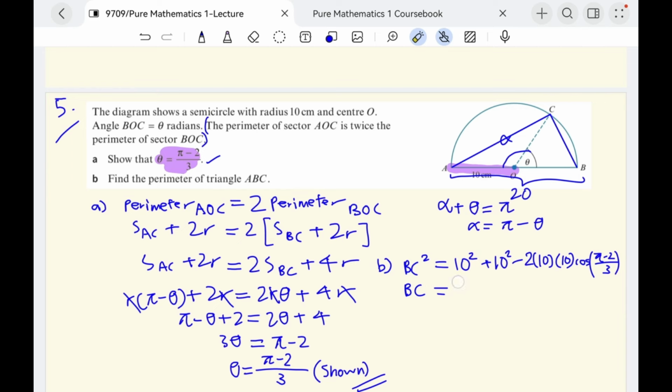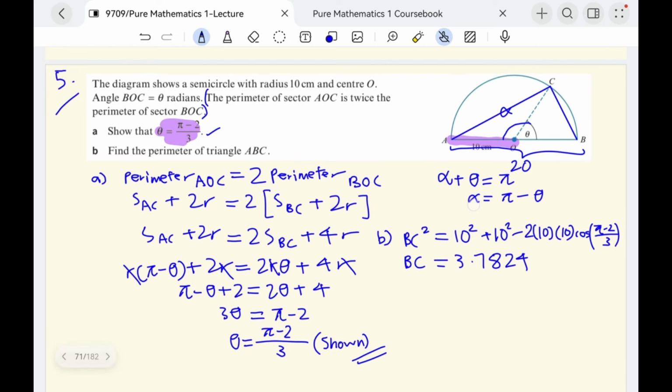So your BC is 3.7824. When your steps have decimal values, you may leave them in 5 significant figures, as this value is not your final answer. You want to carry this value forward to find your final answer, because the final answer of this part is the perimeter of the triangle. Carry out the same step, just that you change this to pi minus 2 divided by 3, to look for the AC.